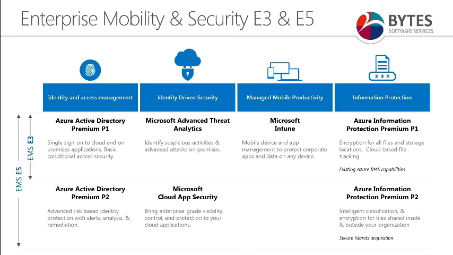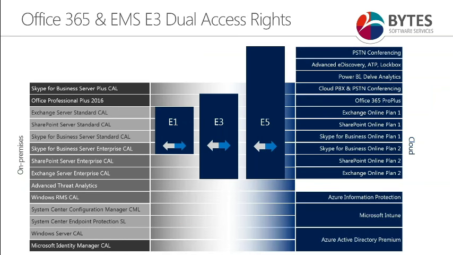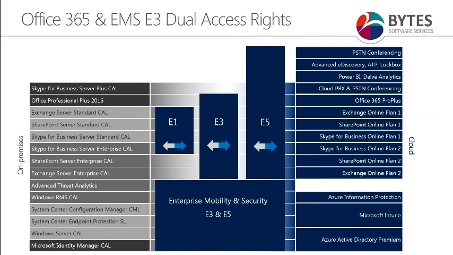Microsoft have introduced EMS E5. So EMS E5 includes all of the functionality of EMS E3, but also includes Azure Active Directory Premium Plan 2, which also includes identity protection and privileged identity management. So going back to our dual access rights, we can complete the box here by putting in either EMS E3 or EMS E5, and again that will provide access to on-premises and cloud technologies.